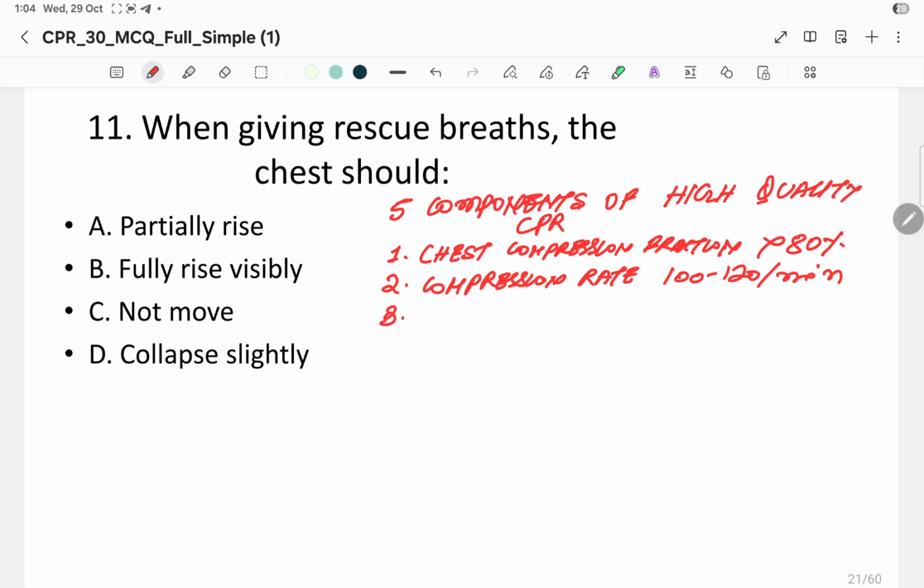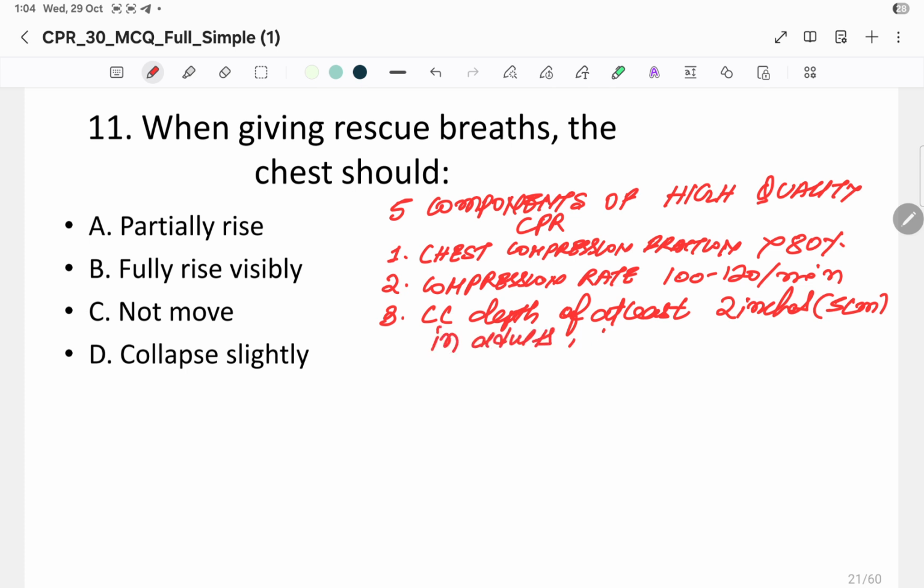Third, chest compression depth should be at least 2 inches or 5 centimeters in adults, and 1.5 inches or 4 centimeters in infants.